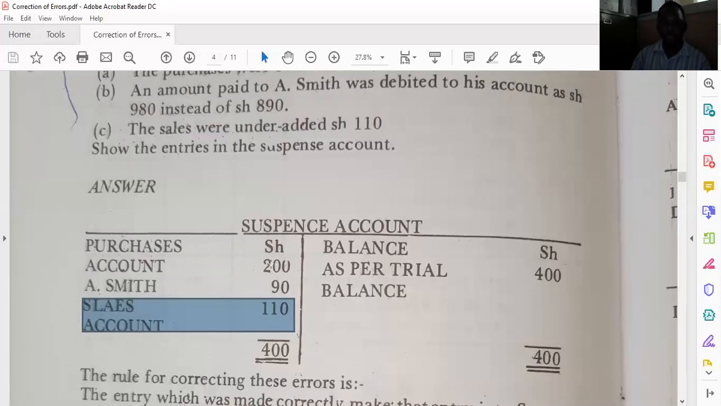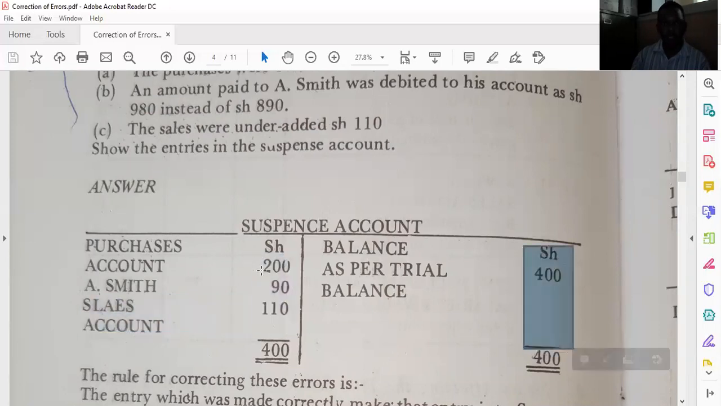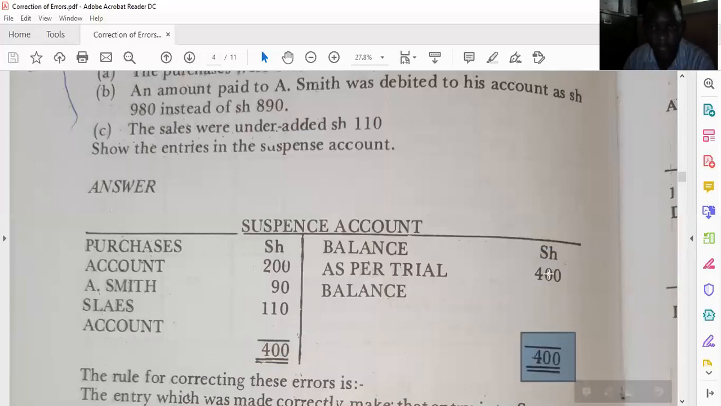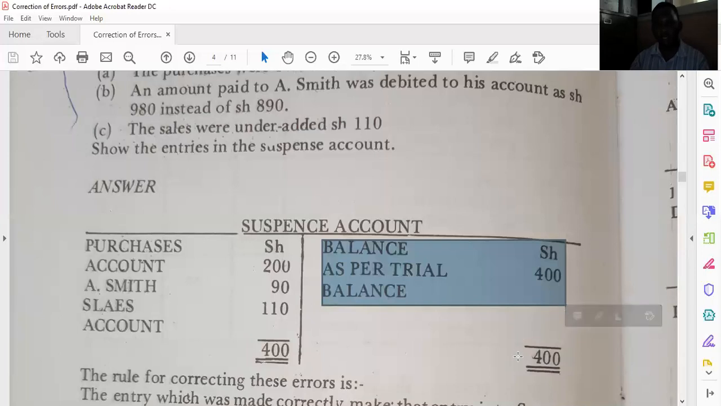So we then add them. We then balance off our account. On the debit side, we have 200 plus 90 plus 110. It gives us 400 shillings, which is equal to this other side. Both sides are 400 shillings. So we have our balance now. We have a zero balance in this case because the total of both sides is equal.